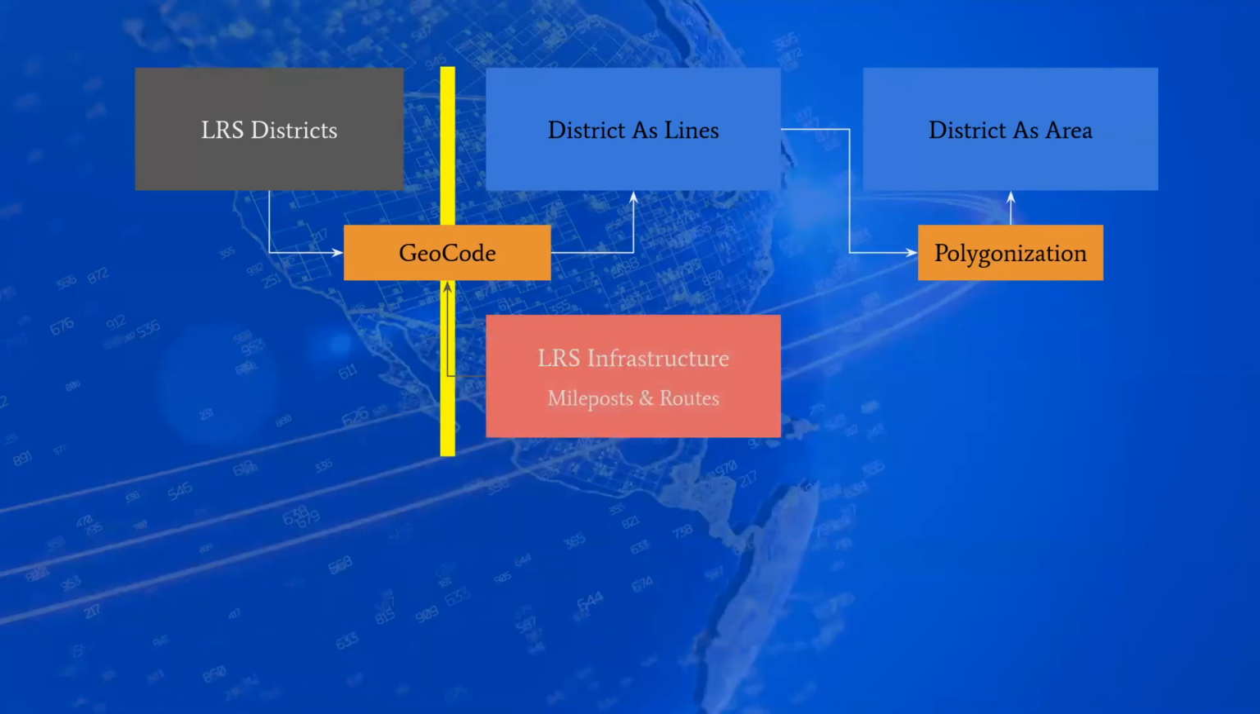Obviously, the geocoding process cannot pull geometry from thin air. It depends on LRS infrastructure. So in this case, we need two tables. One is the milepost table.